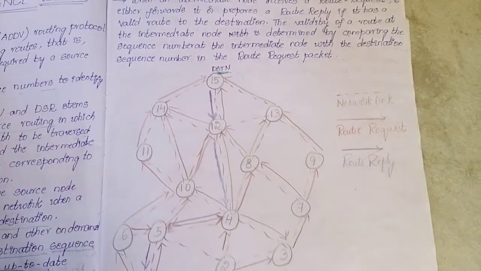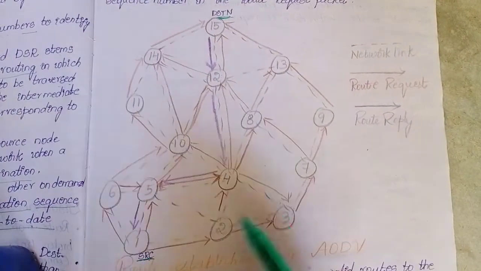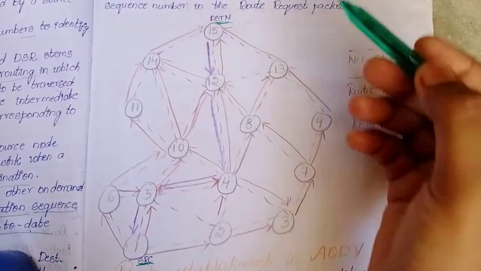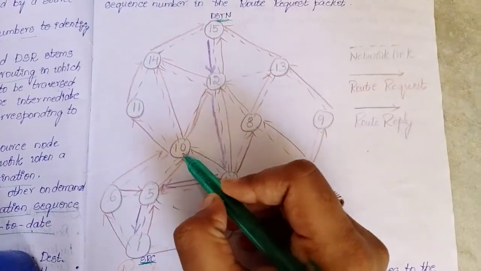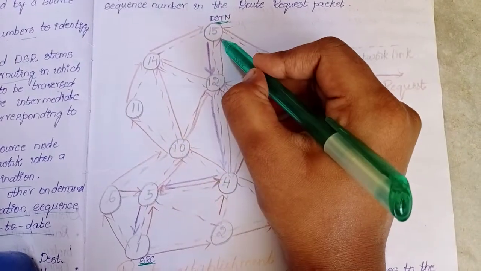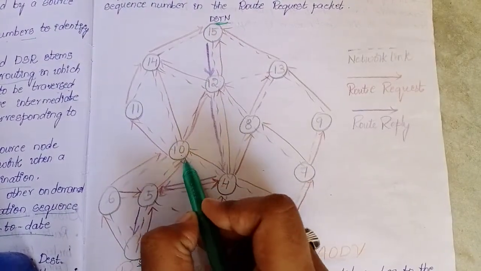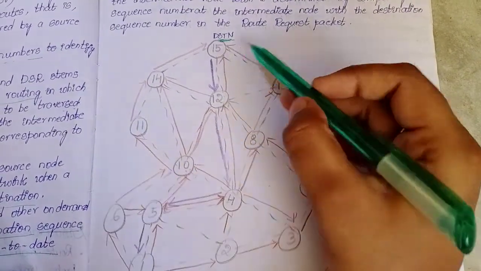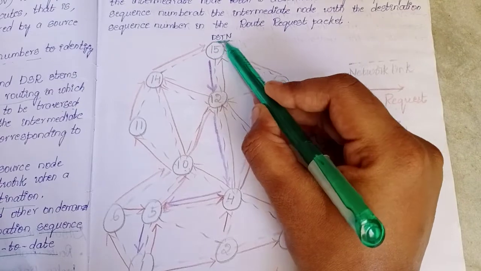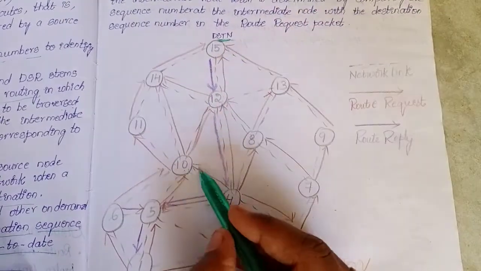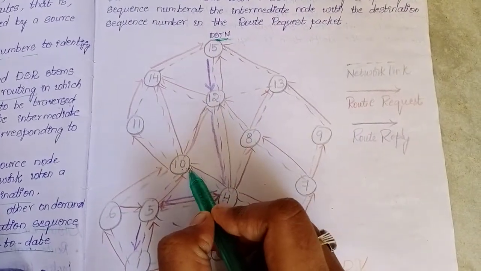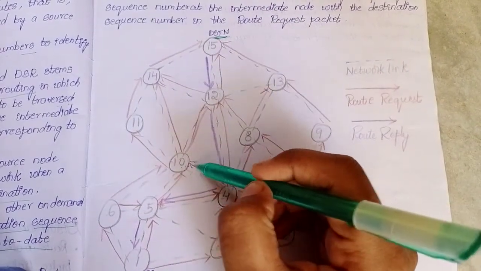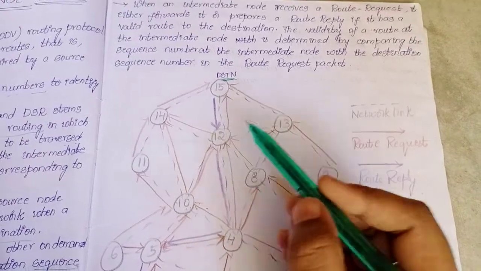Did you get my point? I'll explain it with an example. Here we have source node 1 and destination node 15. If this intermediate node 10 has a valid route to the destination, then intermediate node 10 itself sends the route reply packet to the source node. Actually, the route reply packet must be sent from the destination. But in AODV, if any intermediate node has a valid route to the destination, then it can also send this route reply to the source.